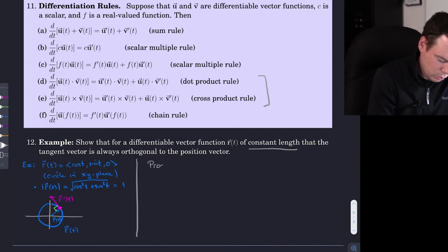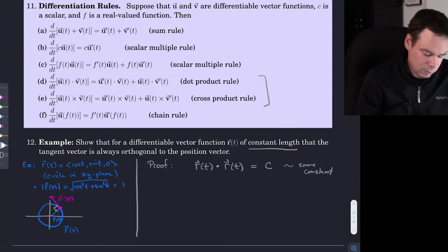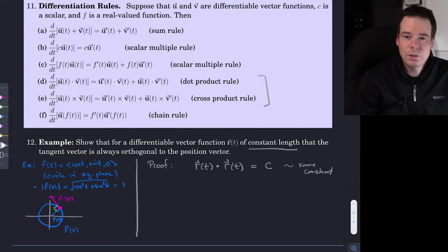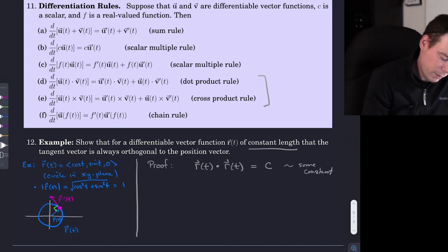Okay, so let's prove this in general. Here's our proof. We've got a vector valued function, r of t. We know it's of constant length. So that means if I dot it with itself, this is going to be some constant, because the dot product of a vector with itself is the square of its length. If it's of constant length, then it's some constant. In this case, it would be the square of that constant, but that's still a constant. So we've got that r dot r is a constant. Now we can differentiate.